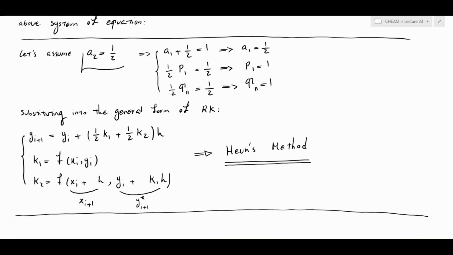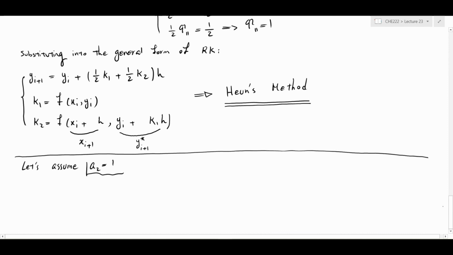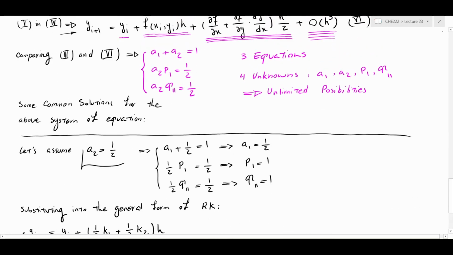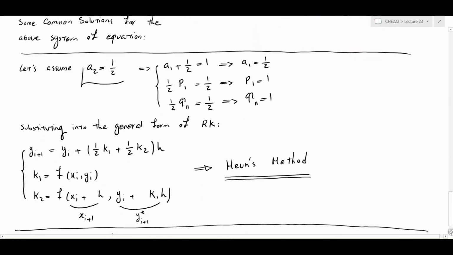The next common solution for the system of equations that we obtain for the second order Runge-Kutta method is by assuming that A2 is equal to 1. Again, if I go back to the equation and put A2 is equal to 1, A1 becomes 0, P1 becomes 1 over 2, and Q11 becomes 1 over 2. So I will just write them down here.